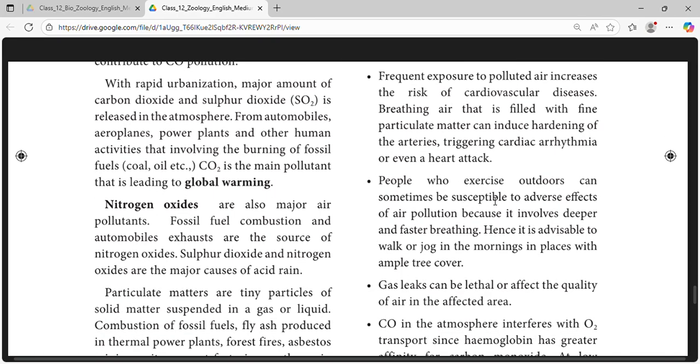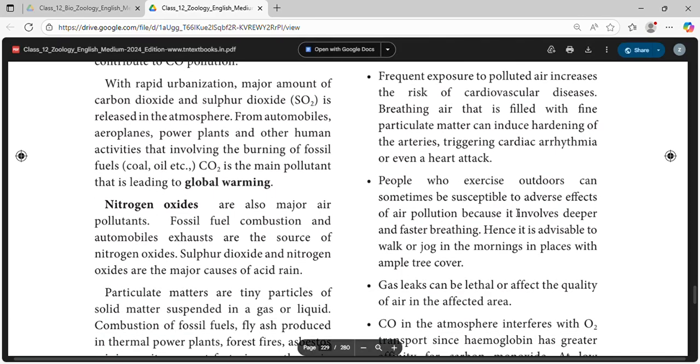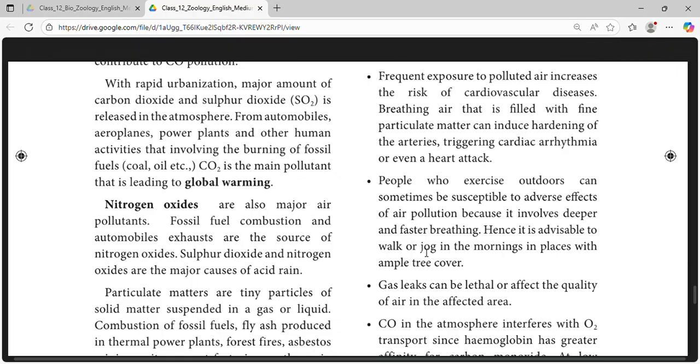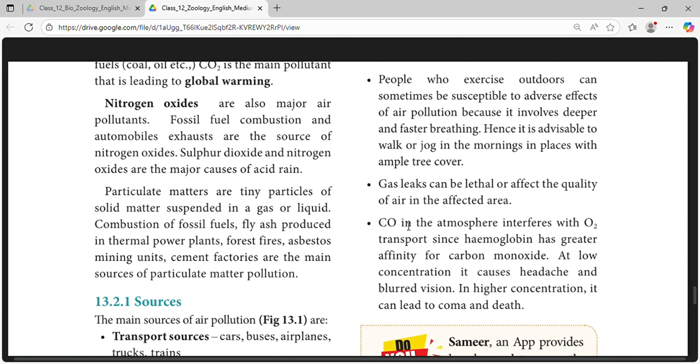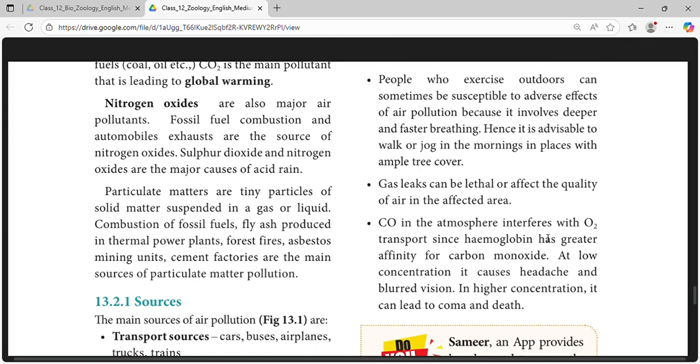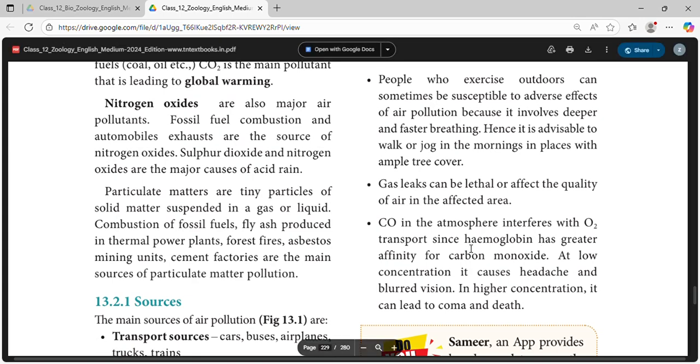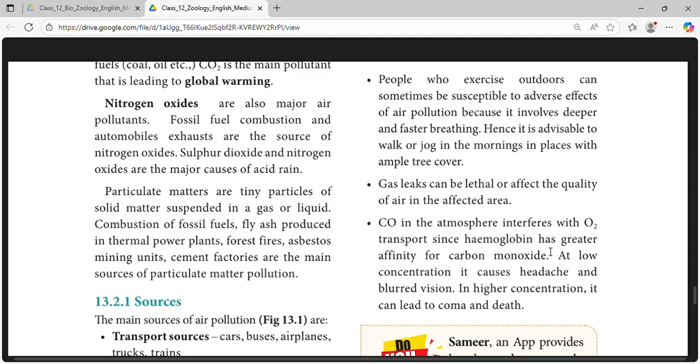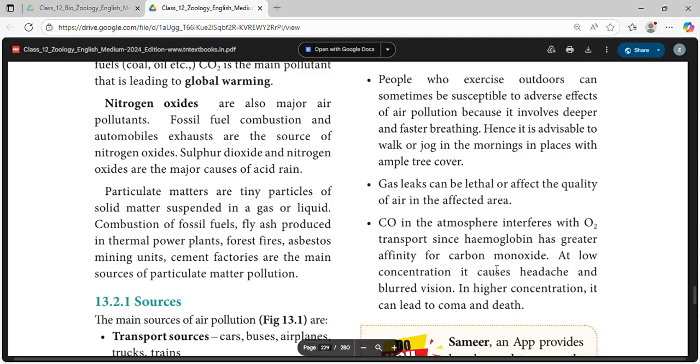People who exercise outdoors can sometimes be susceptible to adverse effects of air pollution because it involves deeper and faster breathing. Gas leaks can be lethal or affect the quality of air in the affected area. CO in the atmosphere interferes with O2 transport since hemoglobin has greater affinity for carbon monoxide than oxygen.